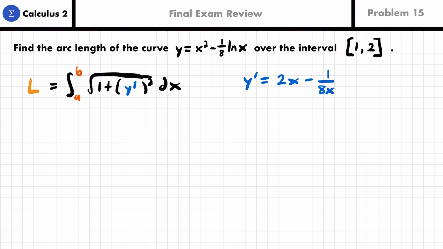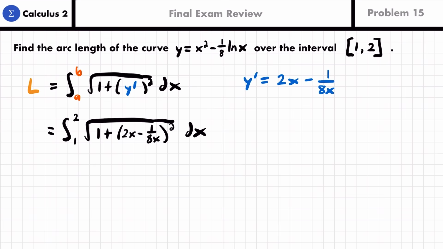Okay, and so now we have everything we need to set up this integral to calculate the arc length. So let's do it. This will be equal to the integral from a to b, which comes from the interval that we're given. So the lower bound will be 1 and the upper bound will be 2. And then we have the square root of 1 plus y prime squared, or the derivative squared. So let's put in that derivative, 2x minus 1 divided by 8x, squared, and then dx.